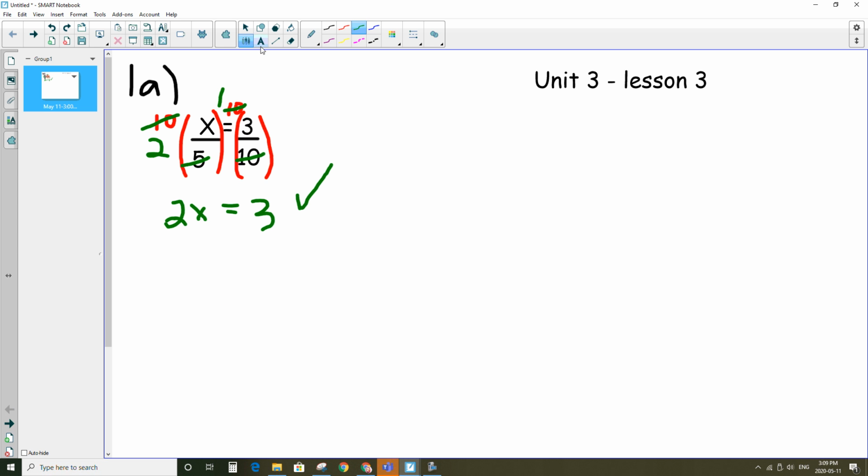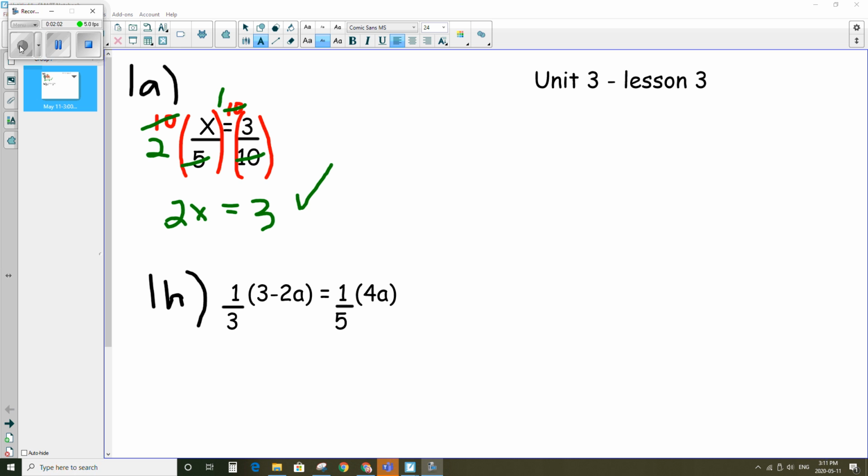All right, maybe I'll do one more. Let's take a look at which one looks a little bit tricky. How about 1h? All right, so 1h says 1/3 multiplied by 3 minus 2a is equal to 1/5 multiplied by 4a.